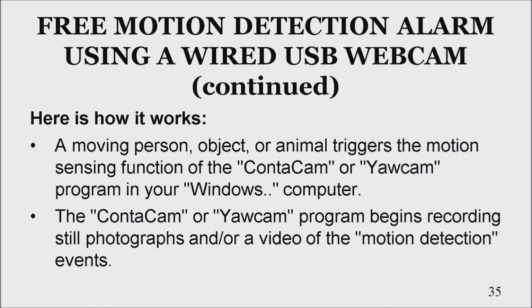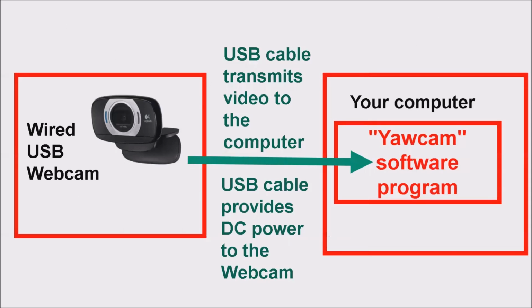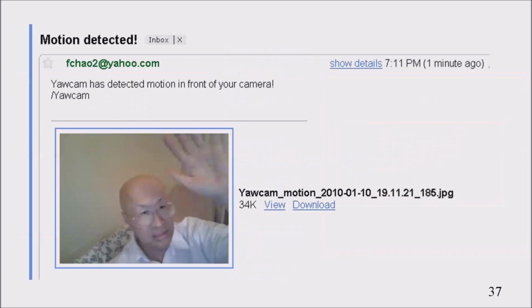The YawCam or ContaCam program either begins recording a video stream for a few seconds, as long as you've set it for, or some still photographs, and what happens? It sends it off to your email. And when it happens, you get an email. In this case, this was my cell phone. I got a nice email of myself waving at the camera.